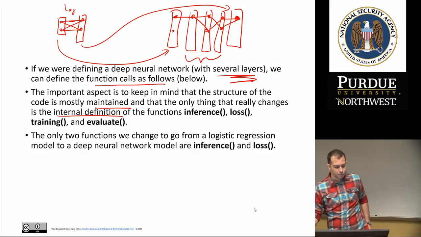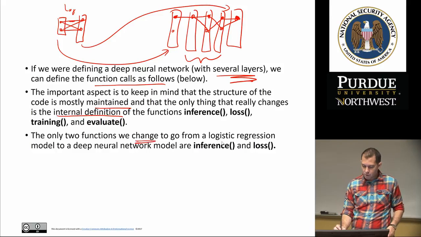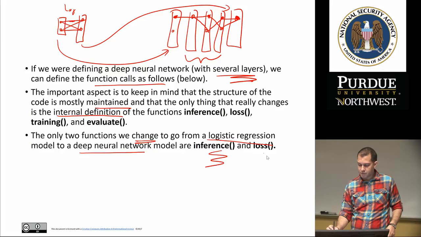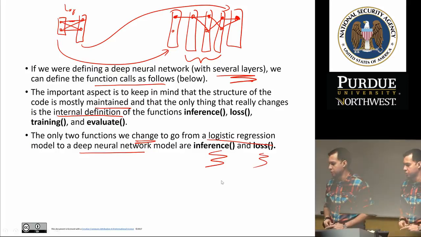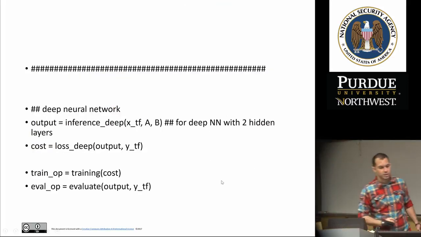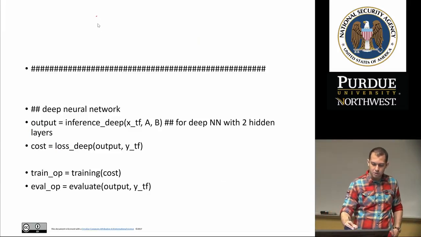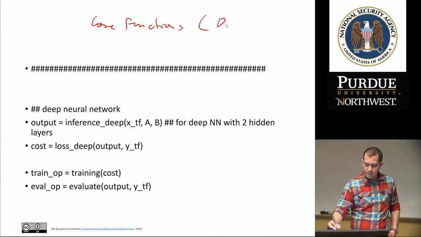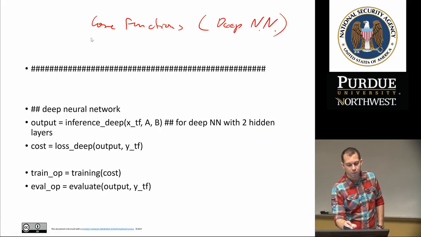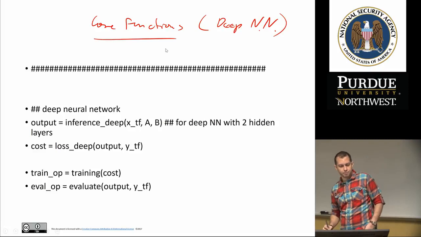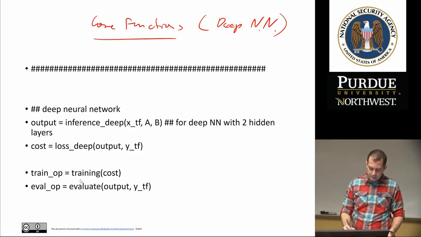In fact, the only 2 functions we change to go from logistic regression to a deep neural network are the inference and the loss. So we don't have to change the other ones. You can see that here. So these are the core functions if we were defining a deep neural network, for instance. Here, notice that it's still the same train function, it's still the same evaluate with the same inputs. The only thing that has changed is, I created a new function.